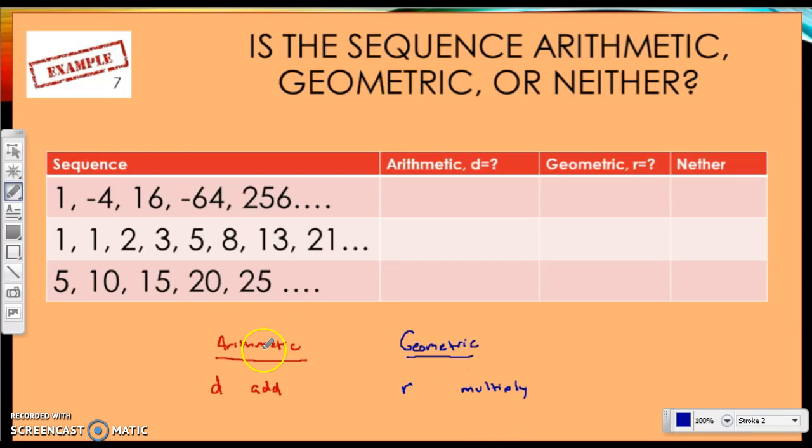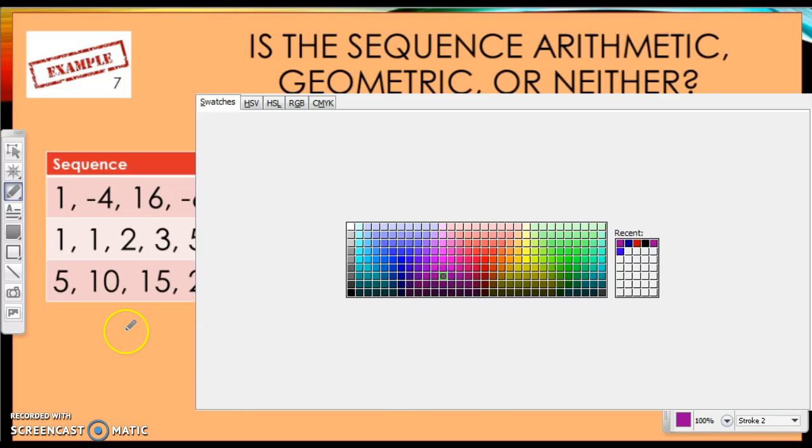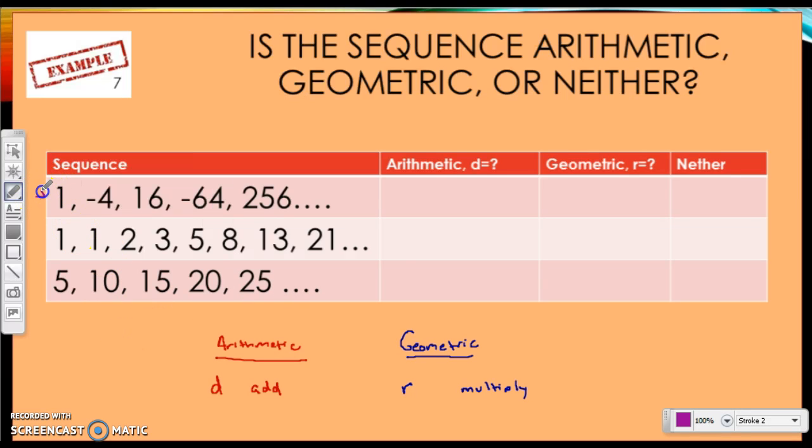All right, so let's take a look at these examples they have here. I'm going to look at this guy up here first. Let me grab a different color. All right, how could I get from 1 to negative 4? I could probably multiply times negative 4. How do I get from negative 4 to 16? I can multiply by negative 4 again. And from 16 to negative 64? Yep, multiply by negative 4 again. So I believe that this one is geometric, and we are multiplying by negative 4 each time.